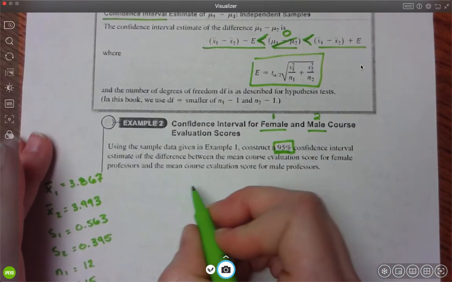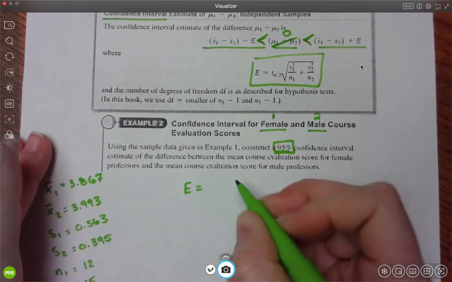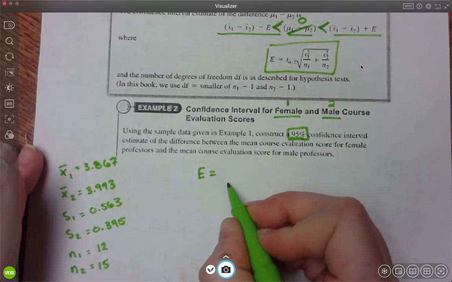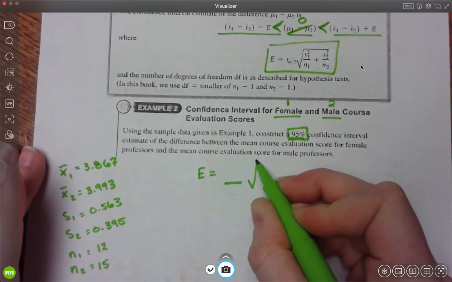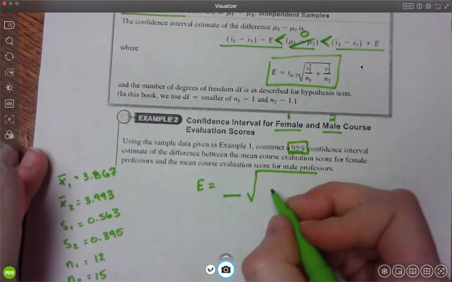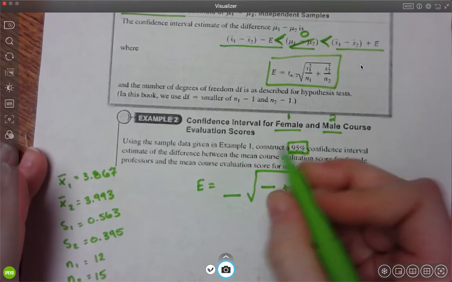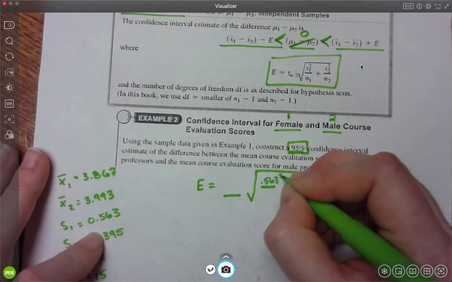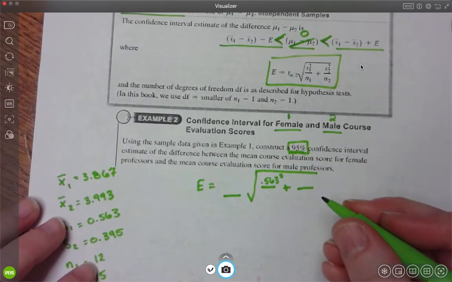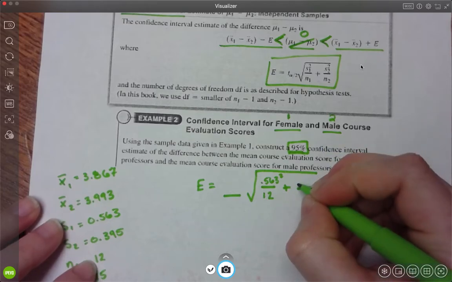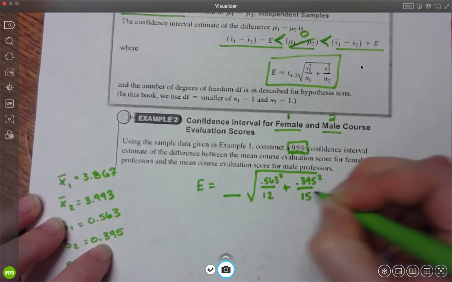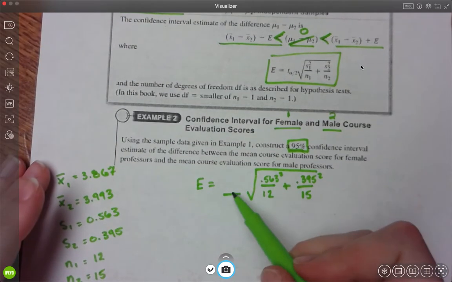Okay, so our error is, we need to know what that t of alpha over 2 is. That's one more thing that we need. So I need to know that number. So I'm going to leave a blank for it, and then I'm going to do the square root of all that other stuff. Okay, so I need my standard deviation, which is 0.563 squared. That's my first standard deviation, over 12. My second standard deviation, 0.395 squared, all over 15. Okay, and then I need that t of alpha over 2.